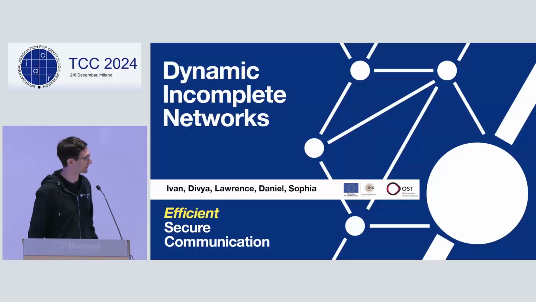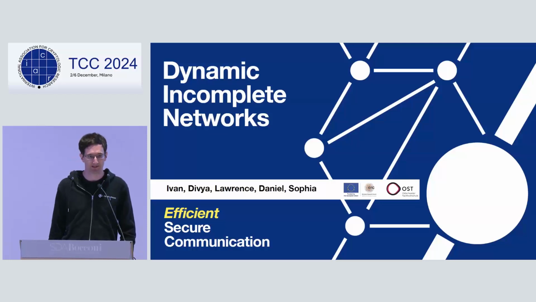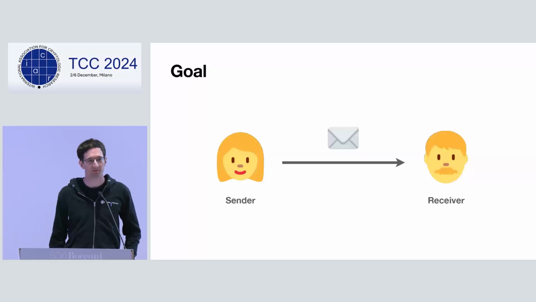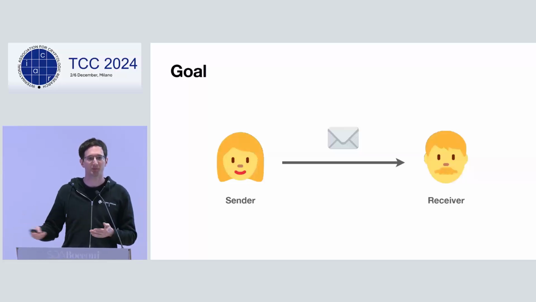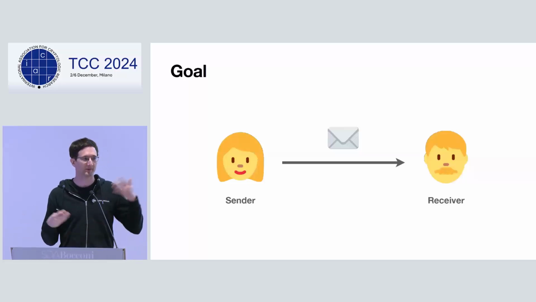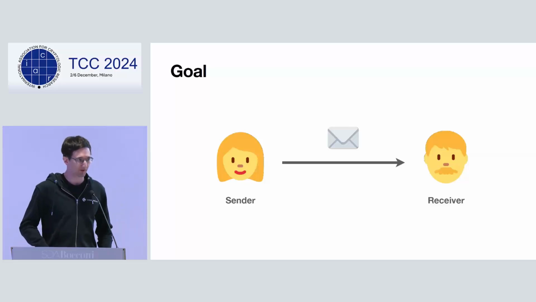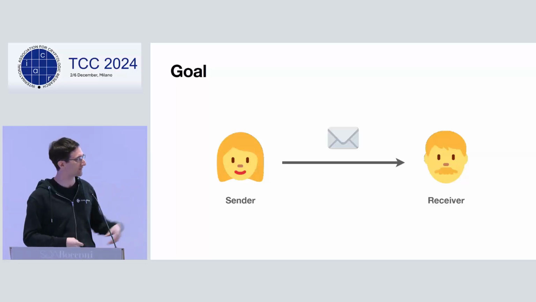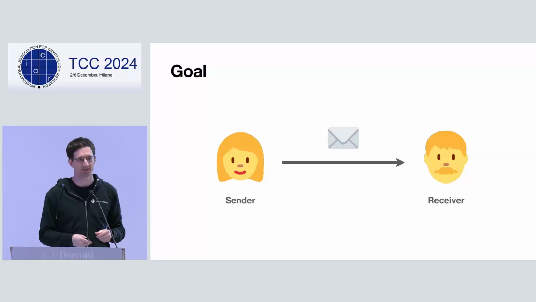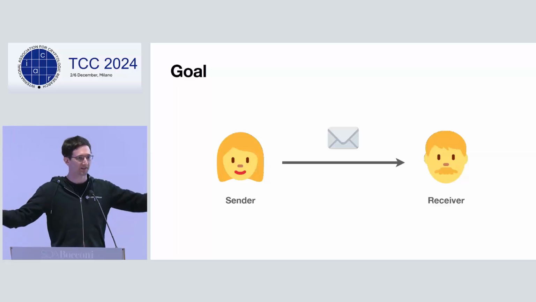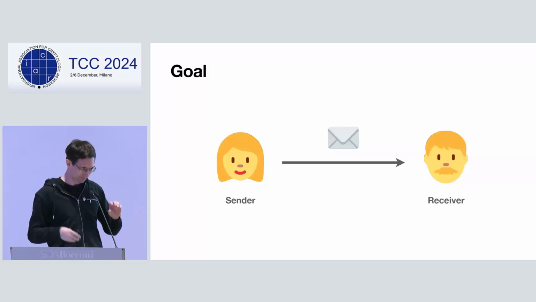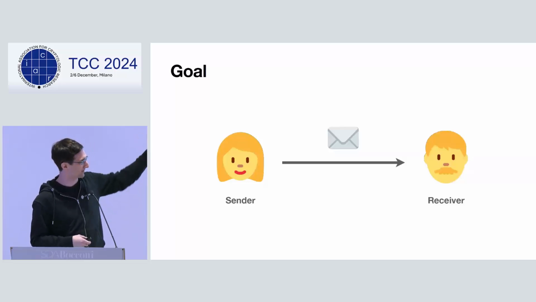This is joint work with Ivan, Divya, Lance, and Sophia. Our goal is to establish communication between Alice and Bob. What I mean by that is reliable communication or even a secure channel. Now, you might be wondering, we're in the MPC session, so I have to give you the usual disclaimer: if you can do this, then you can do pairwise communication, take your favorite MPC protocol, maybe one from the session, and you have MPC.